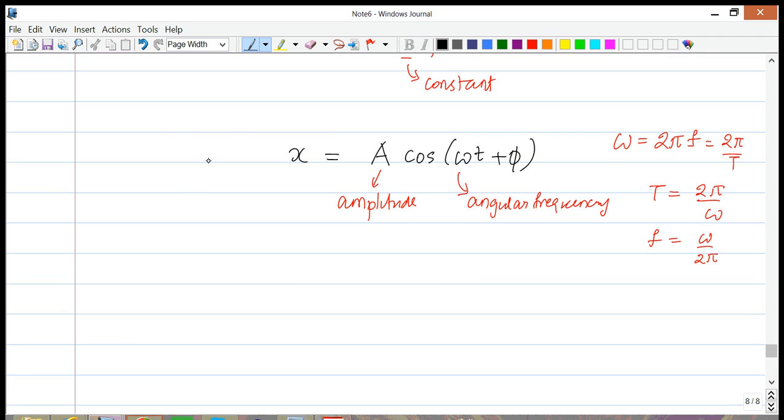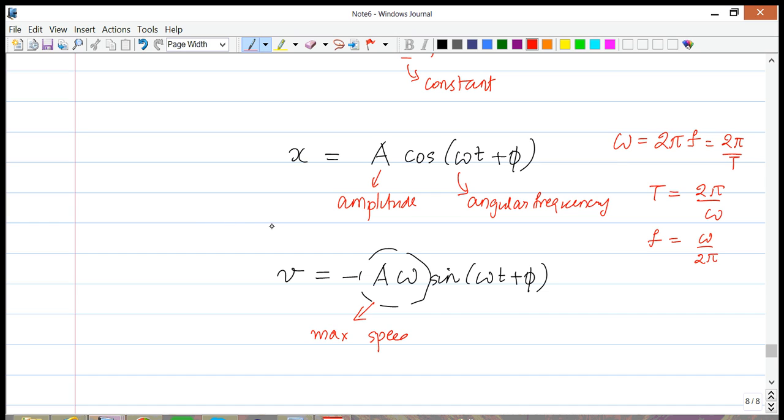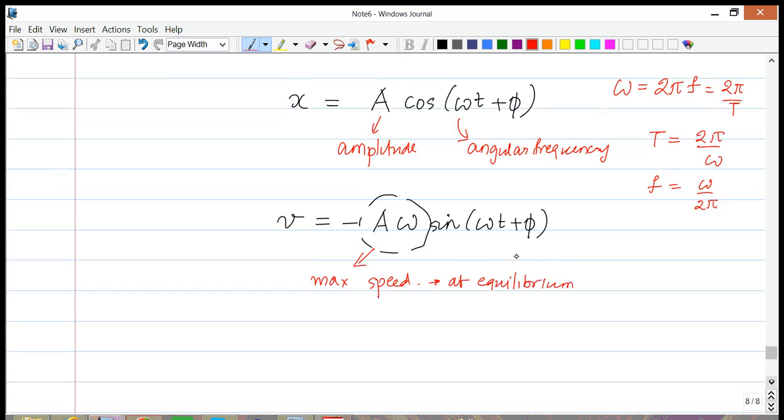We also showed that if x is in this form, then v happens to be equal to minus A times omega times, not cosine, it will be sine of omega t plus phi. Now this A times omega happens to be the maximum speed, the maximum speed that the object can have, and we know that this will happen at equilibrium. Wherever the equilibrium position is, this is when the speed is going to be the highest. So at equilibrium.